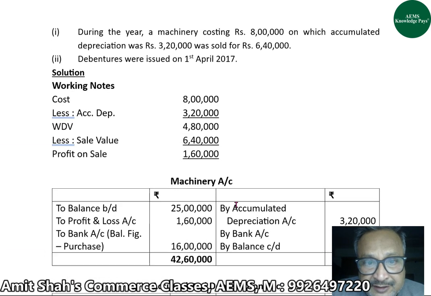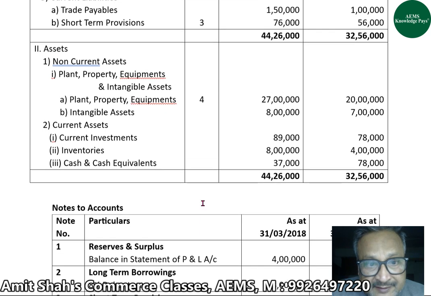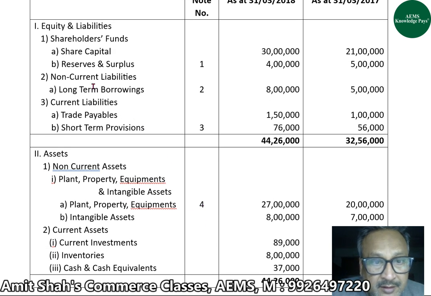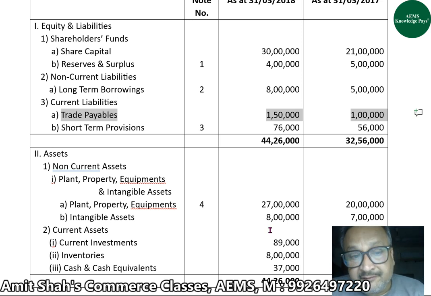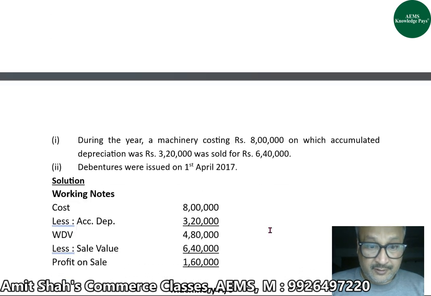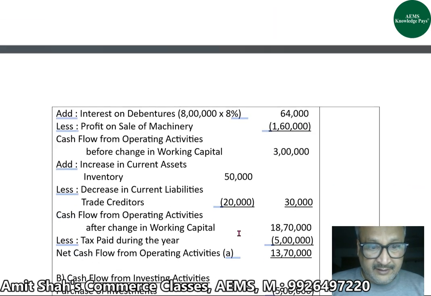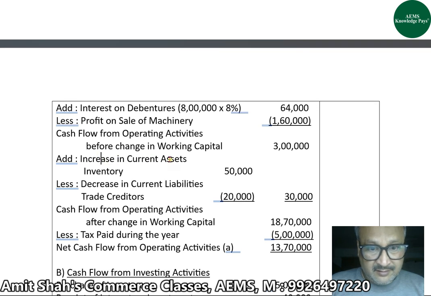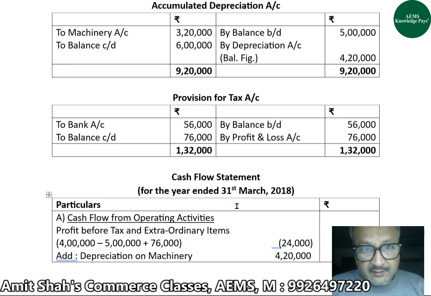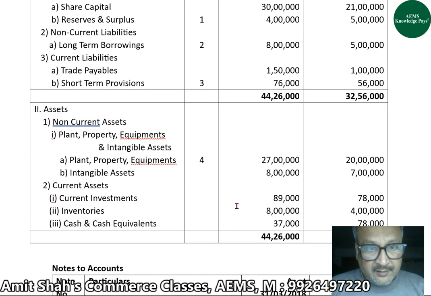Now we will see the changes in the items of working capital, that is current assets and current liabilities. In current liabilities, we have trade payables, which is increasing by 50,000. And you know that whenever there is an increase in current liabilities, we add it. So we will write here add increase in current liabilities, trade payables by 50,000.